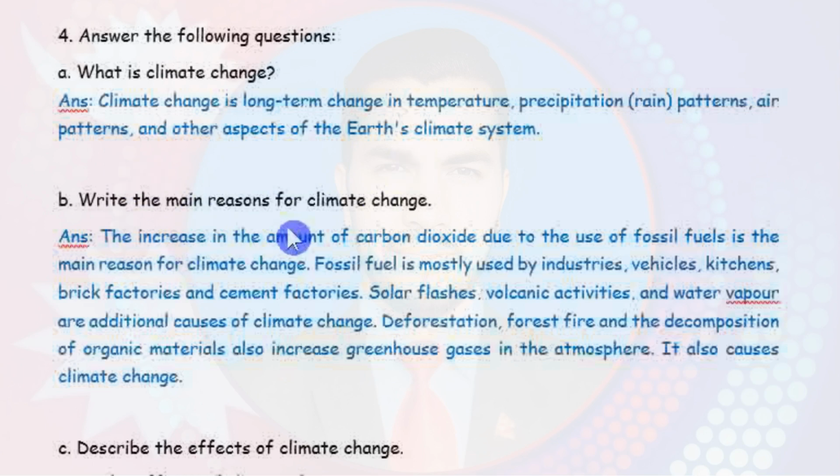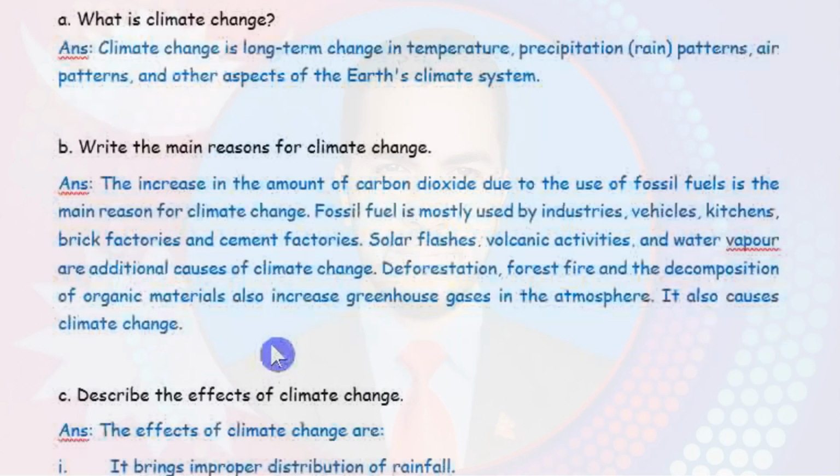Number B, write the main reasons for climate change. Answer: the increase in the amount of carbon dioxide due to the use of fossil fuels is the main reason for climate change. Fossil fuel is mostly used by industries, vehicles, kitchens, brick factories and cement factories. Solar flashes, volcanic activities and water vapor are additional causes of climate change. Deforestation, forest fire and decomposition of organic materials also increase greenhouse gases in the atmosphere. It also causes climate change. So here are given some of the main reasons of climate change.